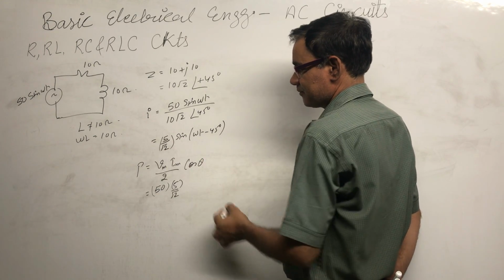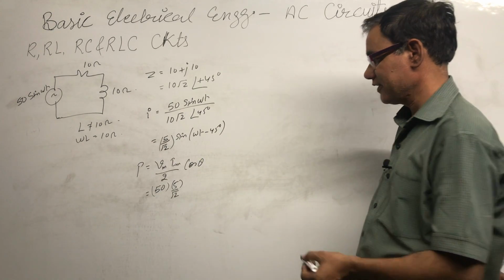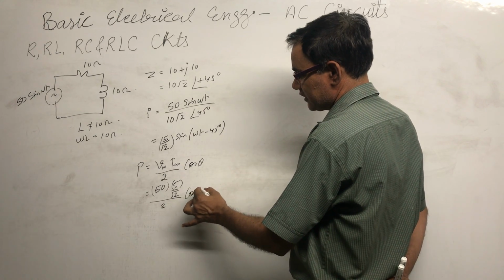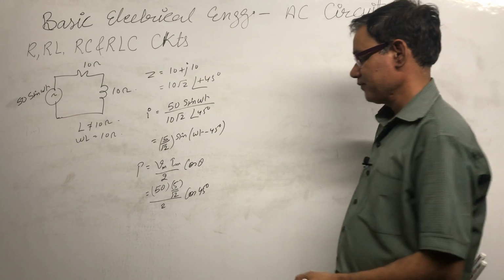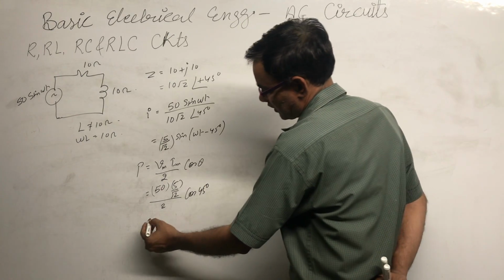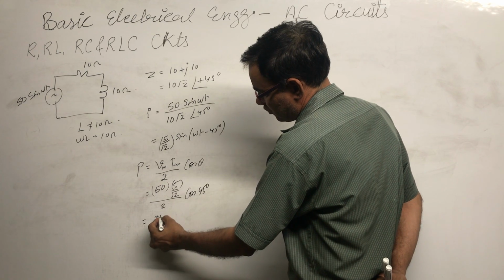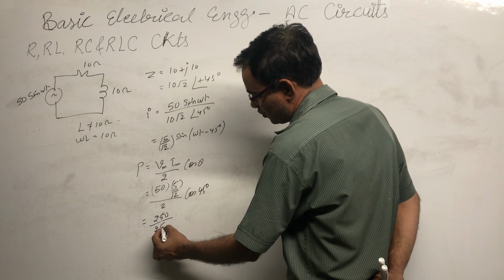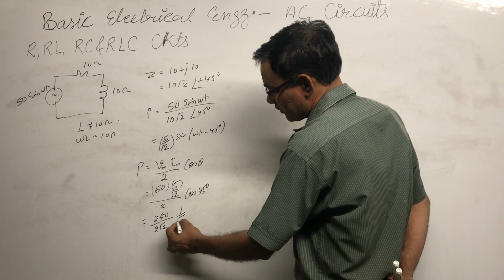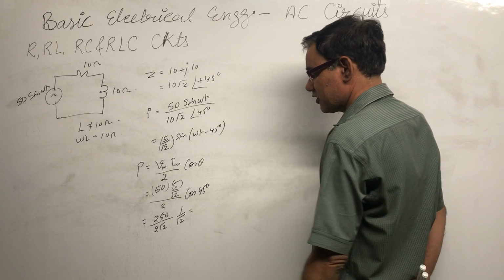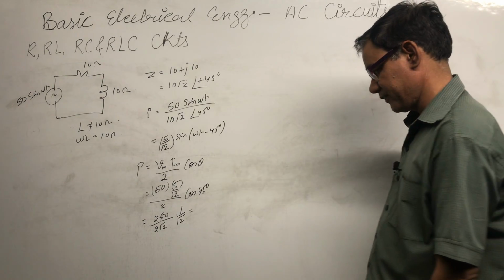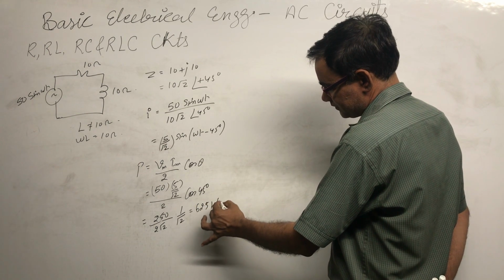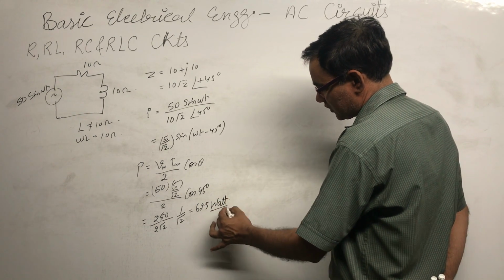I is equal to Im sine of omega t. So the power is Vm Im by 2 cos theta, and theta is 45 degrees. So it is 50 into 5 by root 2, that is 250 divided by 2 root 2, times cos 45 degrees, which is 1 by root 2. It becomes 62.5 watt. The unit of real power is watt.